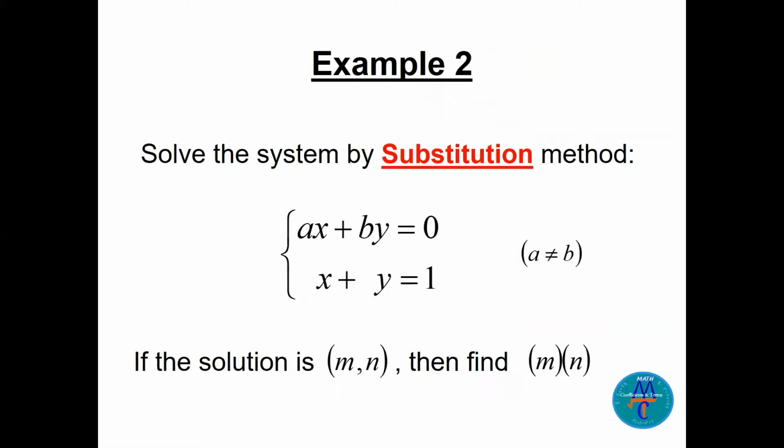Now let's see another question where we have some variables. Let's solve the system here by substitution method. We have ax plus by equal to 0, x plus y equals 1, and there is a condition a not equal to b. Let's see if the solution is (m, n), find the value of m times n. So what do we have to do? Solve it. This is a linear system. Find x and y. X will be the m, y will be the n, then you multiply them.